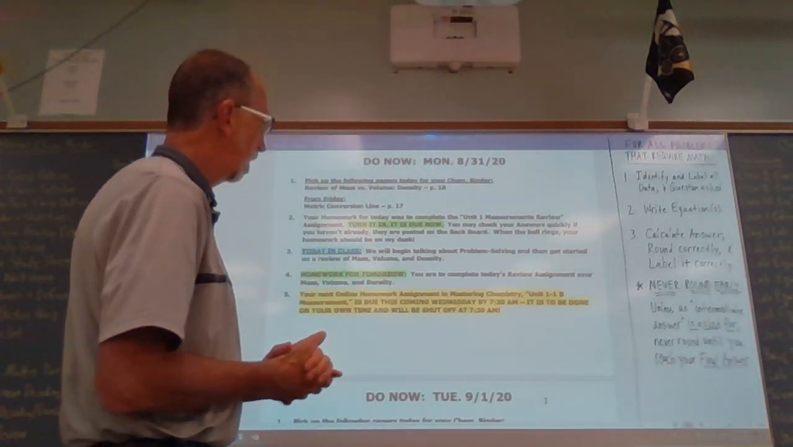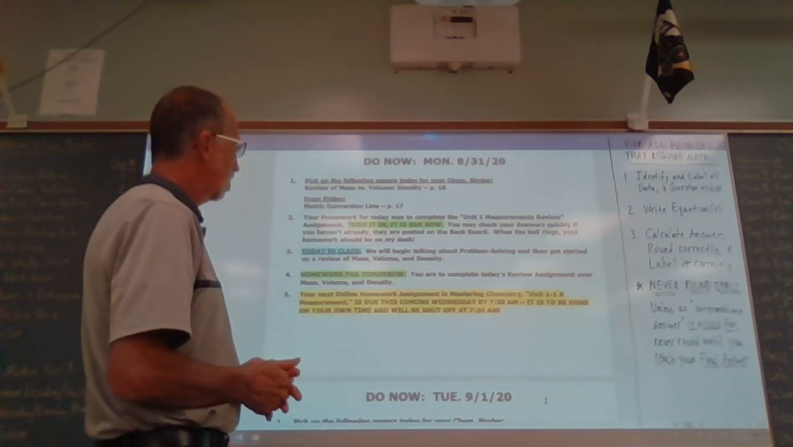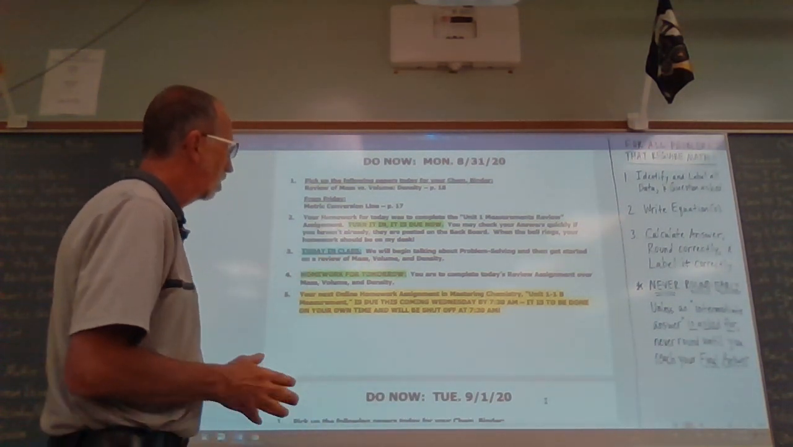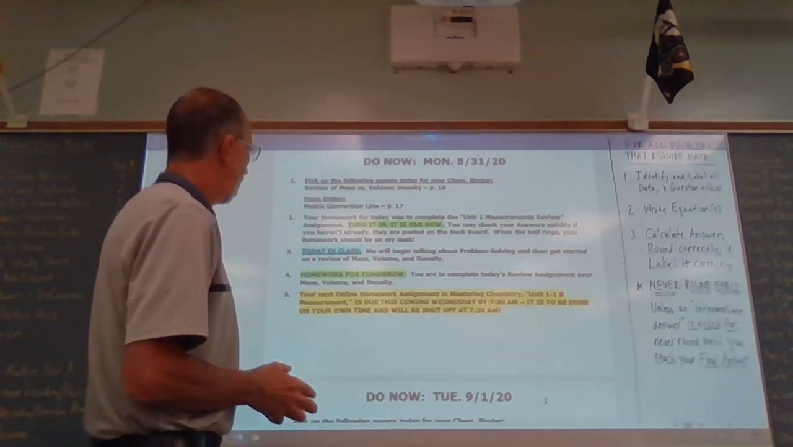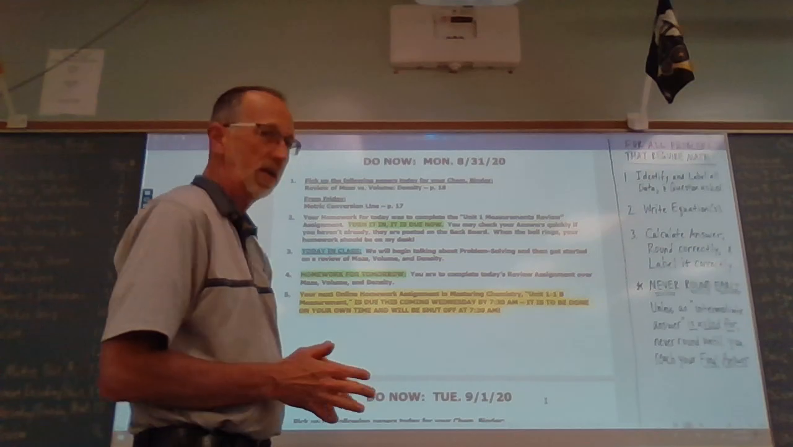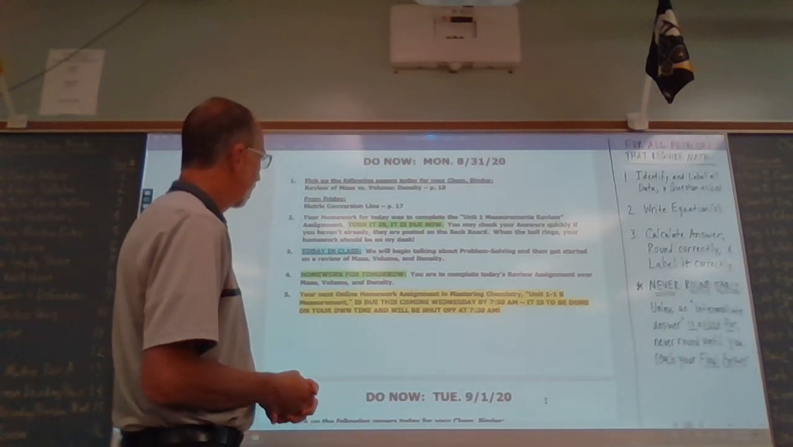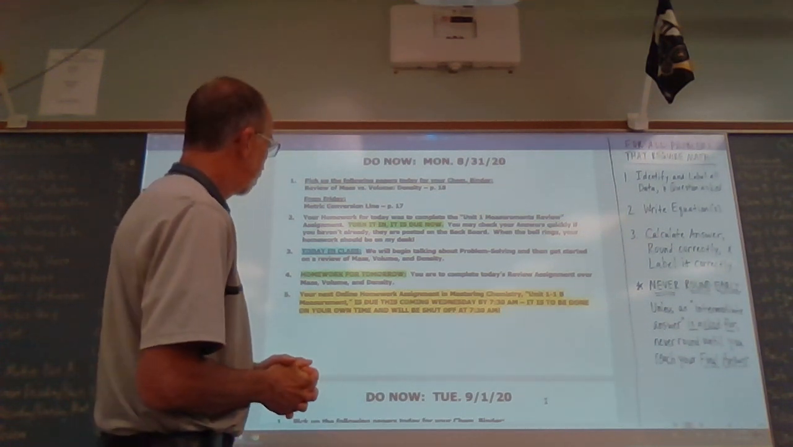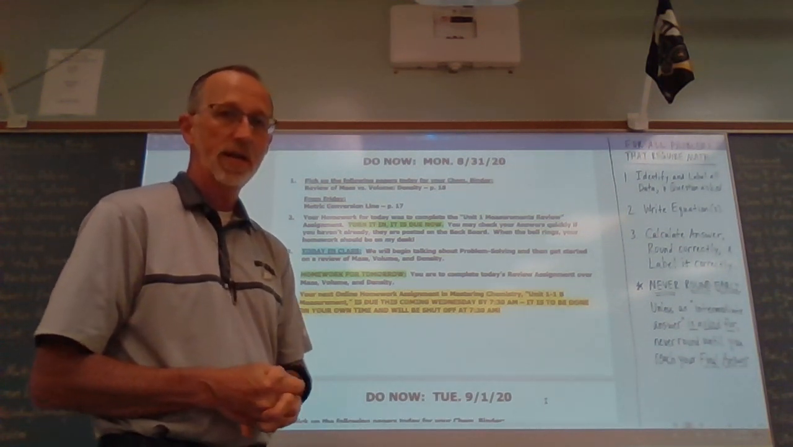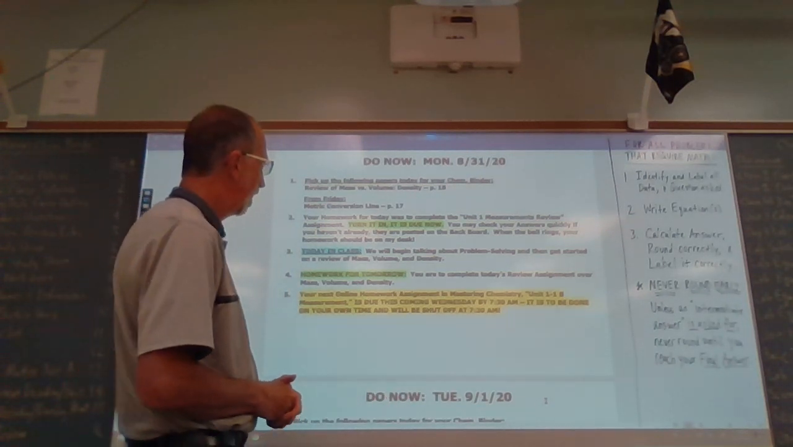Today, let's take a look at our daily schedule, our do now list. Today you will have picked up page 18, which is our review of mass, volume, and density. From this past Friday, we worked with metric conversions in the metric conversion line. Your homework for today was to complete the Unit 1 measurements review assignment. Remember, we had started it the day before that and then finished it up on Friday.